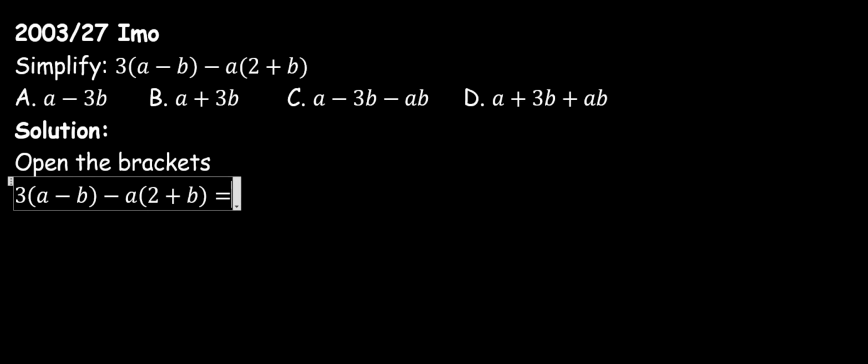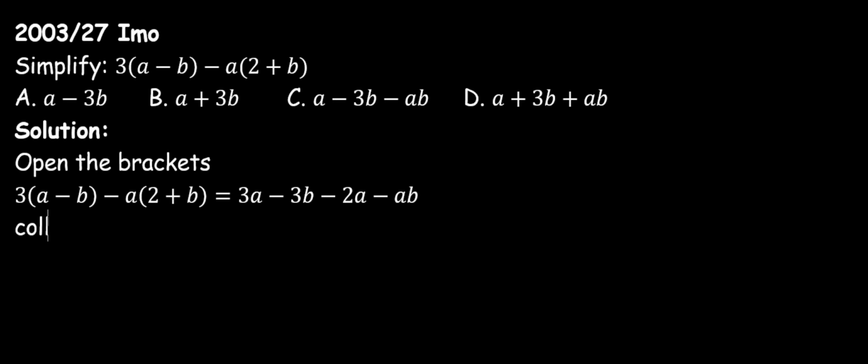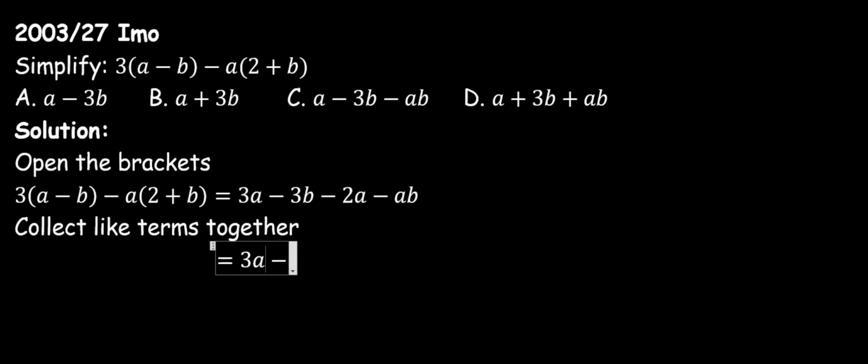It will be equal to 3a minus 3b. We have just used 3 to multiply the content of the first bracket. Then minus 2a minus ab. What happened? We used minus a to multiply the second bracket, and that is our result. Next, we collect like terms together. So we have 3a minus 2a minus 3b minus ab. And that will give us a minus 3b minus ab.